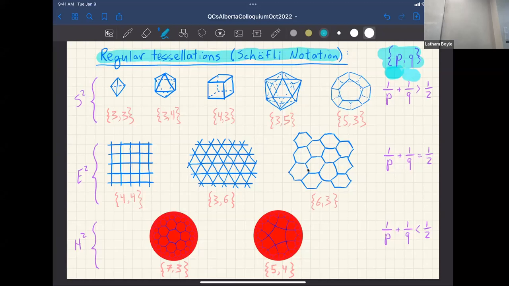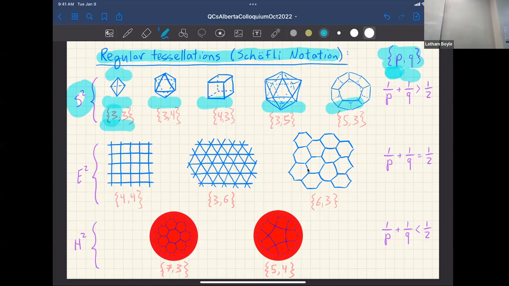Okay, so if you have tilings of the sphere, so tilings that cover the two-dimensional sphere, those are the famous Platonic solids. And so in this Schläfli notation, the tetrahedron here would be the 3-3, because the faces are triangles and three triangles. This 3 means the faces are triangles. This 3 means 3 of them meet at every vertex.